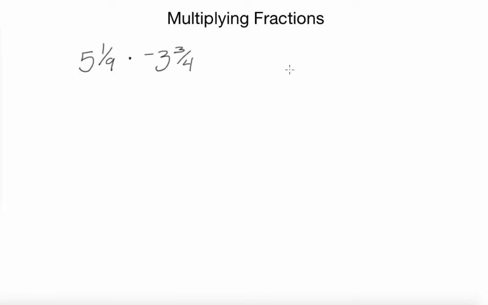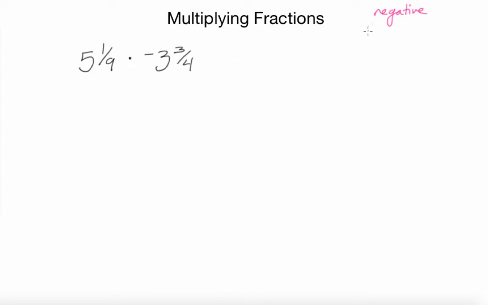Welcome to a video about multiplying fractions together. So here we've got 5 and 1/9, and I'm multiplying that by -3 and 3/4. So we have a positive times a negative, so right off the bat I'm going to realize, okay, my final result should be a negative number. And then it's also a good idea to get an estimate.